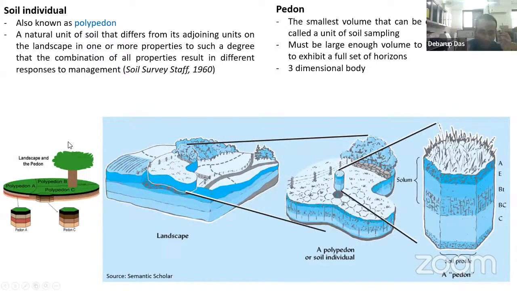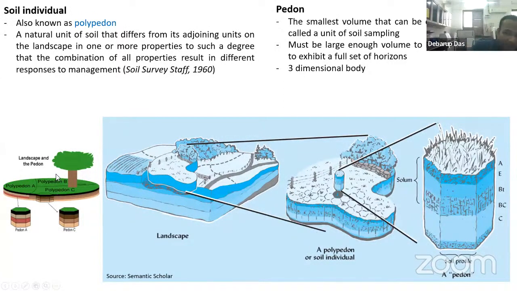Now, in reality, what happens is this boundary of a polypedon is not so sharp. That means the variation in soil properties is not so abrupt that up to this point the properties are similar, and just beyond this boundary the properties are entirely different. This is not the case in the field. In the field, defining a polypedon is very difficult because the properties change gradually. The change in every property will be very gradual unless some very conspicuous or peculiar event occurs, say sudden waterlogging or a sudden change in altitude. Otherwise, if the slopes and other things are similar, the variations in properties are very gradual, not so sharp.